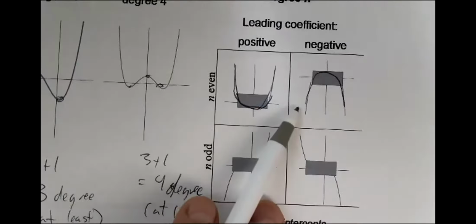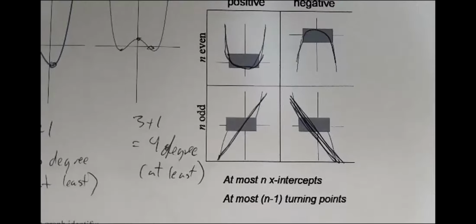This is a 5-degree function. So if it is positive, it looks like a positive line. If the leading coefficient is negative, it looks like a negative line. So when you think about end behavior, don't think about all the squigglies in the middle. Think about either a parabola or a line.